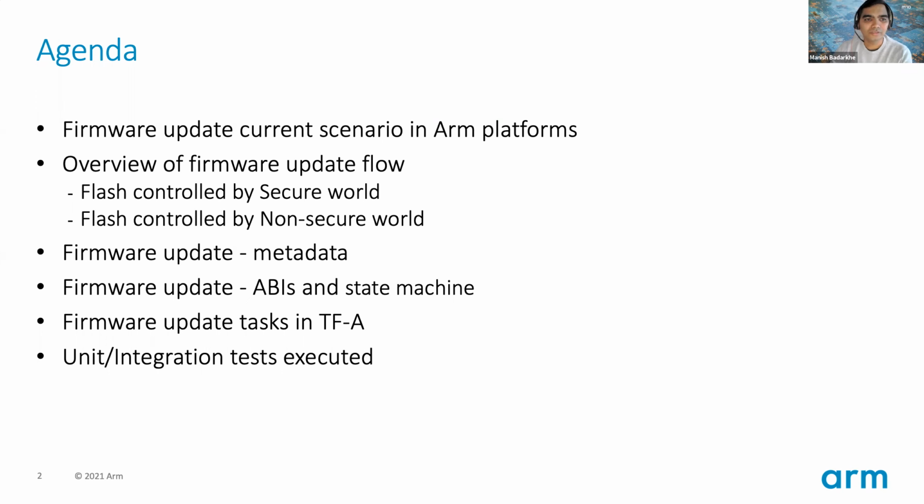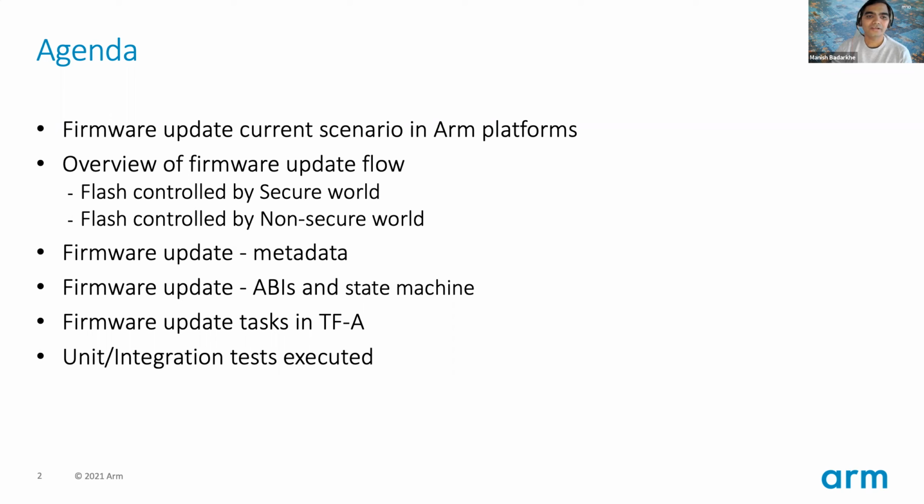Then we will go through the specification of the PSA firmware update, and I will give the overview of what it mentions about how the firmware update flow should work in the standard way. There are two cases we will cover: I will give a broad overview of when the flash is present in the secure world, and when flash is controlled by the non-secure world.